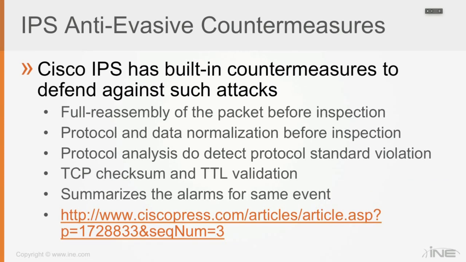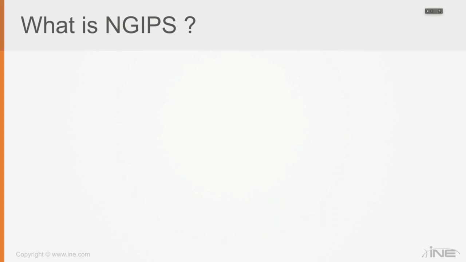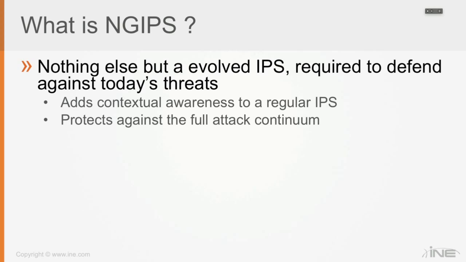So the URL I used is in here. This is a Cisco Press book, the very old IPS fundamentals book, which is a very good book for a fundamental understanding of what IPS used to be back in the day. Because nowadays we use what is called NG-IPS, next generation IPS. It is nothing else but an evolved IPS required to defend against today's threats. At a fundamental level, it means that it adds contextual awareness to a regular IPS in order to protect against the full attack continuum.